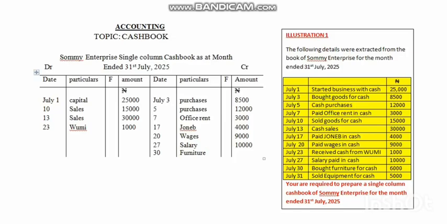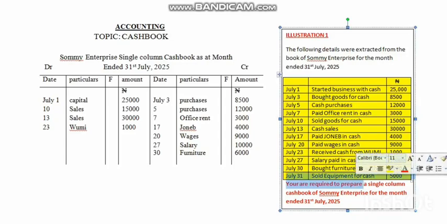So what is the amount of the furniture? The amount is 6,000 naira. Then the next transaction is sold equipment. Sold equipment for cash. So this is cash inflow. He sold this equipment for cash, so he received cash from the sale of the equipment.